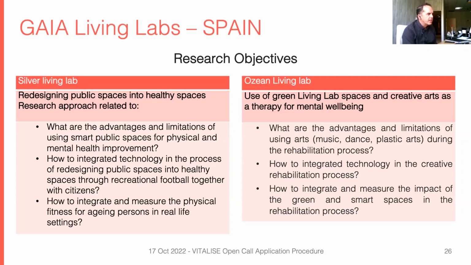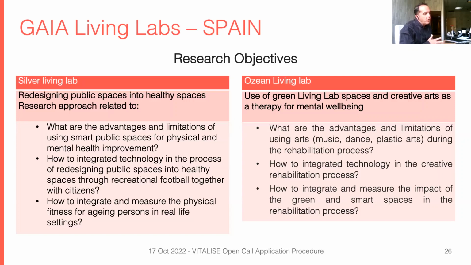When we talk about redesigning the public spaces, we are not just talking about technology. Technology is very important in order to become these healthy spaces, but also we are very open to think about other kinds of research, how to redesign the public spaces into promoting healthiness or a healthier way of living. So just more concretely, in the research, and we will be open to have other researchers in doing so, are these kinds of questions. What are the advantages and limitations of using smart public spaces for physical and mental health improvement? How to integrate technology in the process of redesigning these public spaces into healthy spaces through recreational football together with citizens.